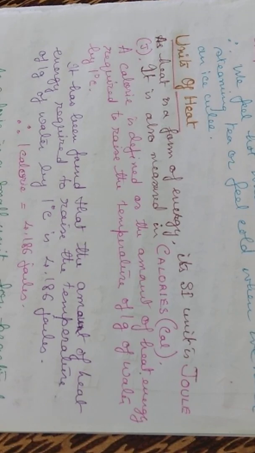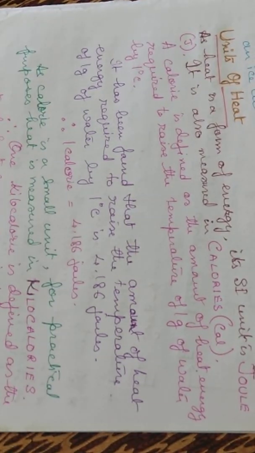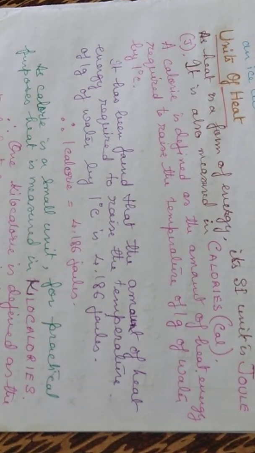It has been found that the amount of heat energy required to raise the temperature of 1 gram of water by 1 degree centigrade is equal to 4.186 joules. Therefore, 1 calorie is equal to 4.186 joules, or you can say 4.2 joules.